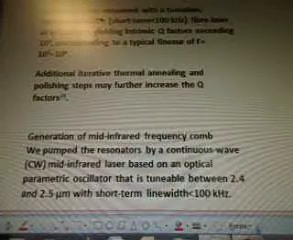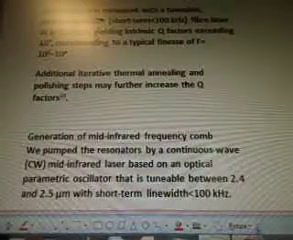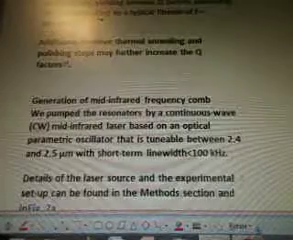Additional iterative thermal annealing and polishing steps may further increase the Q factors.